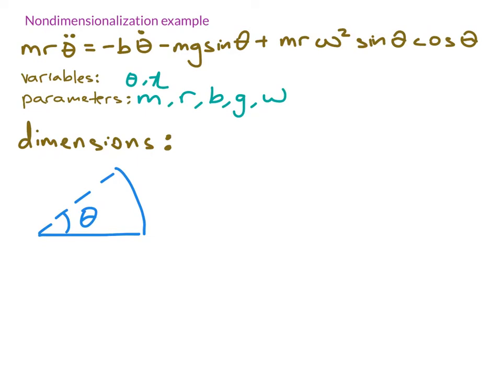The dimension of t is time. What about the dimension of theta? Well, actually, you might not think of it this way, but theta is a ratio of two lengths. The length of this arc to the length of this radius. And so because it's a ratio of two lengths, theta is actually dimensionless.